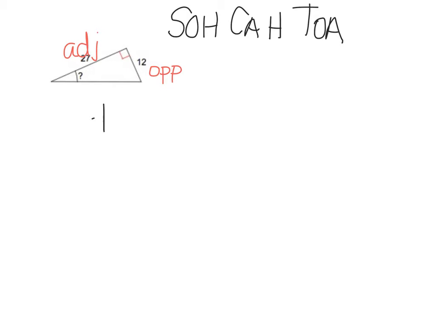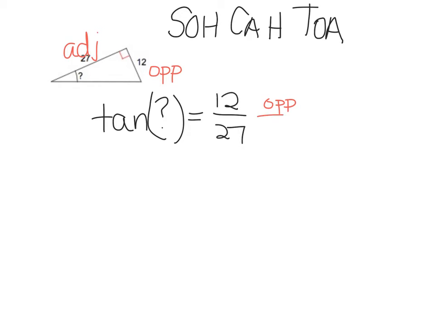We would say that the tangent of the angle that we're trying to find, which we don't know, we'll call it the question mark, the tangent of the angle is equal to the opposite, because my SOHCAHTOA tells me so, that would be 12, over the adjacent, that's what comes next, and my adjacent happens to be 27. So I'm just going to make a note here to remind you that we're doing the opposite over the adjacent. That's what tangent tells me to do.